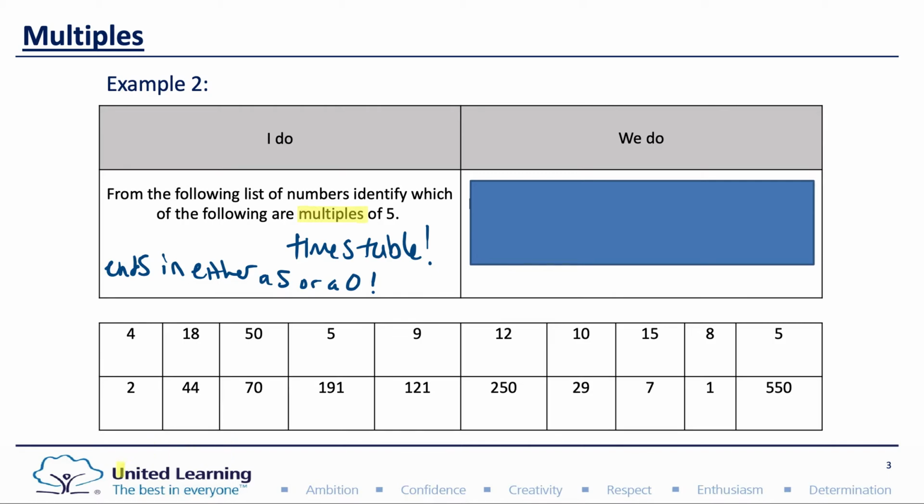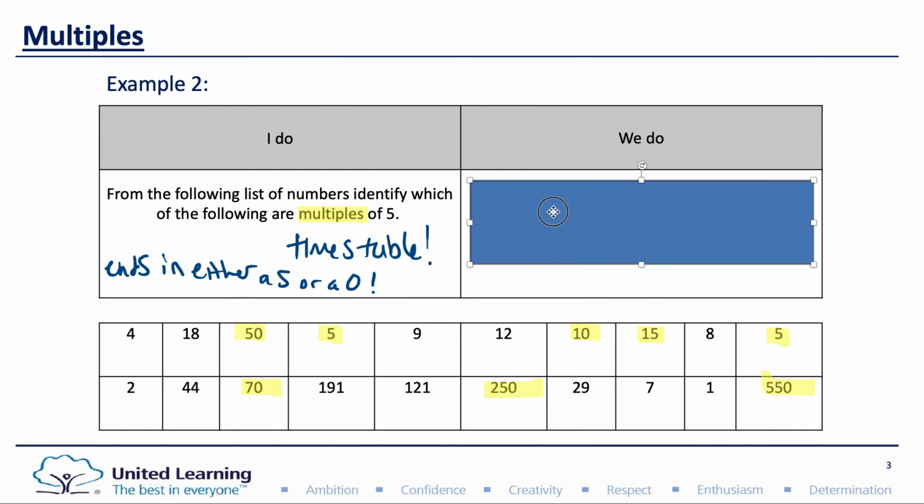Here we go. 5 or 0? Nope, nope, yeah, nope, nope, yep, nope, yep, nope, nope, nope, yes, there's one, no way, yeah, no. So those are all my answers for that one.